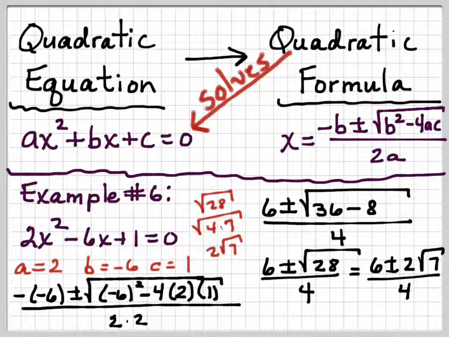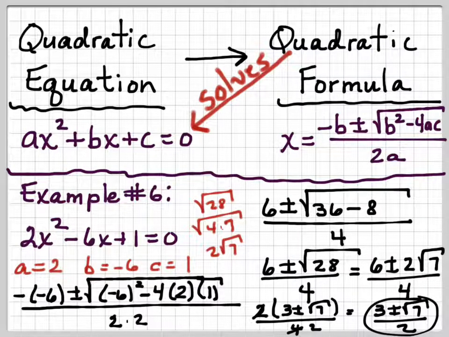We're not done yet. Remember, you can't just start canceling the 2 and the 4. You have to factor something out of the numerator, which will be a 2. So when we factor out a 2, we have 2 times the quantity 3 plus or minus the square root of 7, and that will be over 4. Now we can cancel the 2 and the 4, and we get 3 plus or minus the square root of 7 over 2. With me? Okay, let's go on.